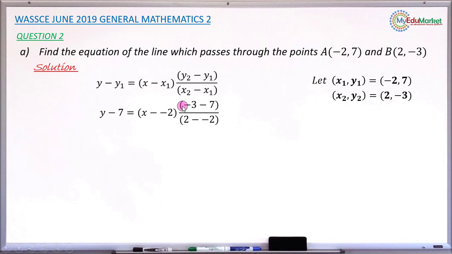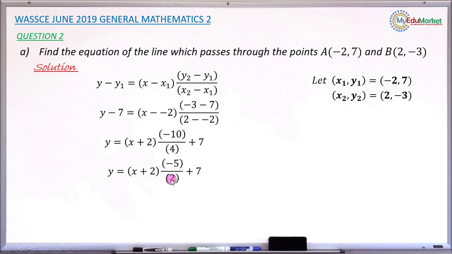So simplifying this, particularly this fraction, minus 3 minus 7 gives answer minus 10. Similarly, 2 minus minus 2 will be plus 2, which gives answer 4. So you're going to have y equals x minus minus 2 gives x plus 2. Minus 3 minus 7 is what gives minus 10, and 2 minus minus 2 is what gives us this 4. This minus 7 shifted to the right is what gives us this plus 7. So you can reduce this fraction minus 10 over 4 to a simpler form by dividing through by 2. So you have y minus 7 equals x plus 2 multiplied by minus 5 over 2.